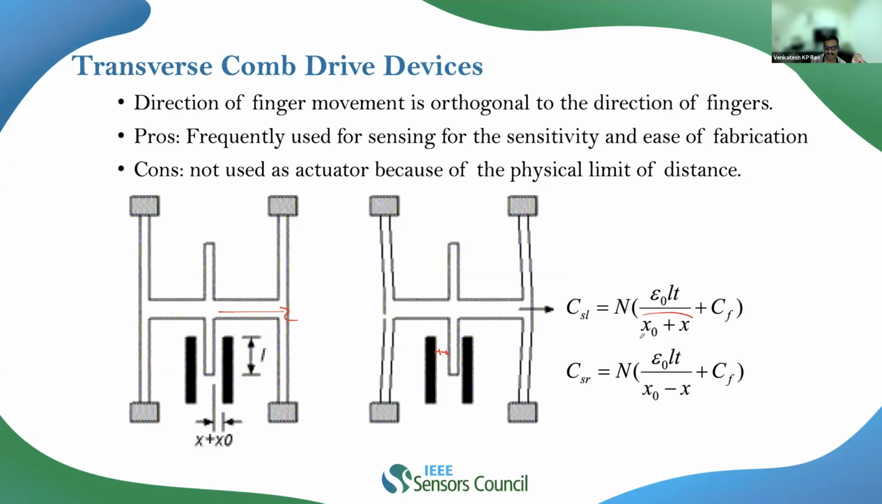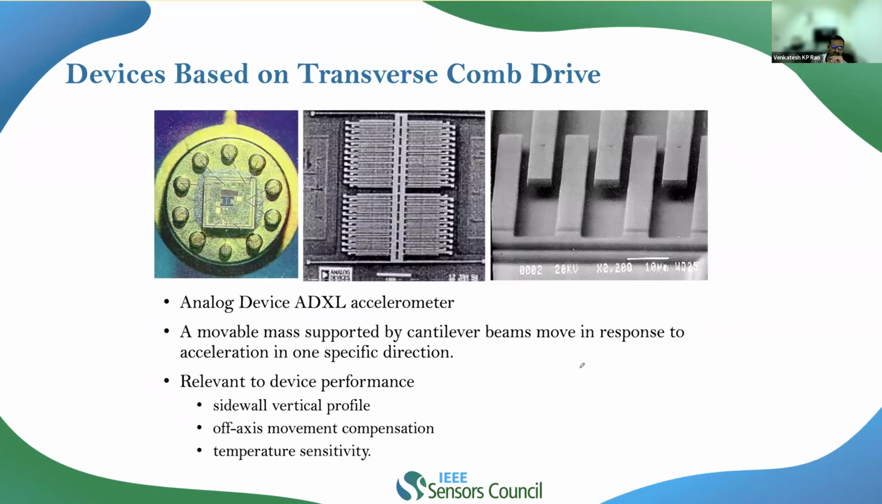On one side there is an increase in the air gap, on the other side there is a reduction in the air gap. That is the change in the left side, change in the right side. So the sum of both of them will indeed give me the total capacitance change under consideration.